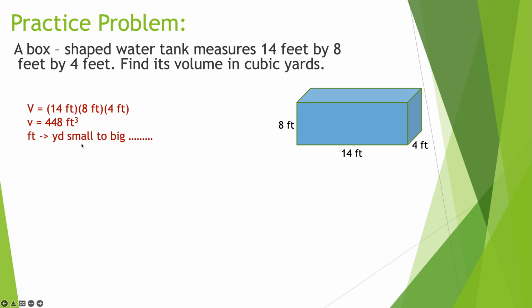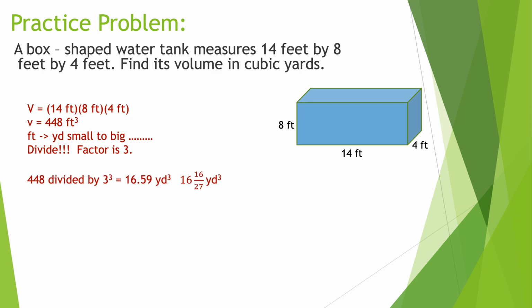And when you go from cubic feet to cubic yards, you're going from small to big, and whenever you go from small to big, you're going to divide. In this case, the factor is 3. So you think, oh, I'm going to divide by 3, but not exactly. You're going to divide by 3 cubed because the units are being cubed. So 448 divided by 3 cubed, which is 27, is 16.59 yards, or also known as 16 and 16/27 yards cubed.